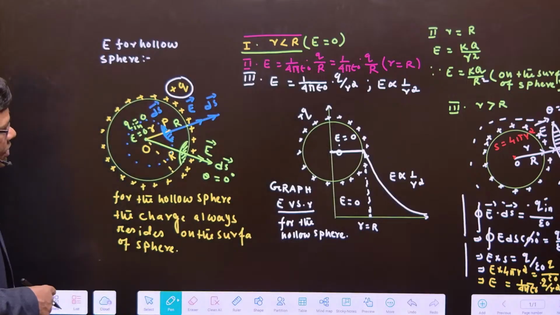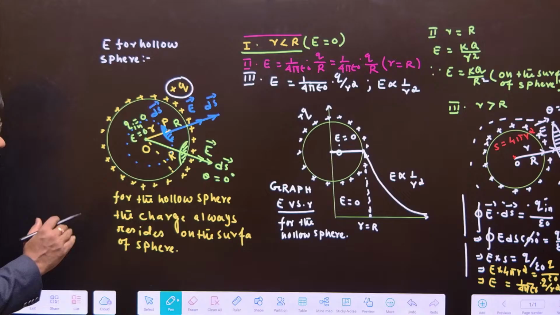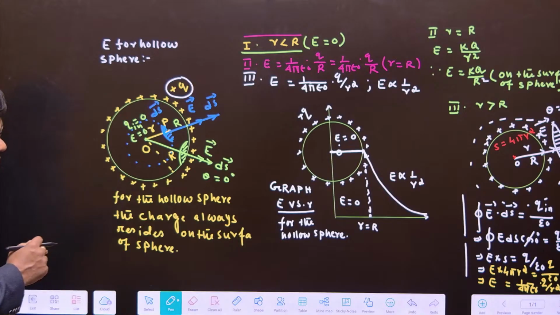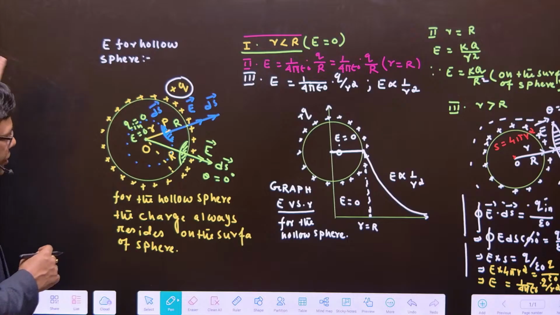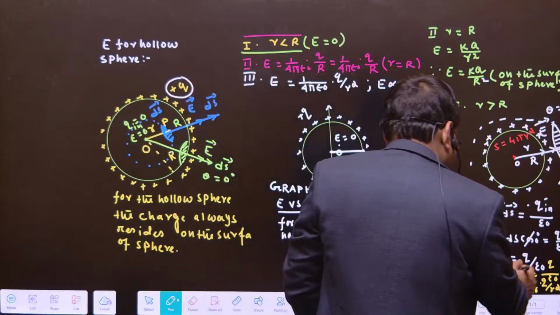Now students, please copy this. The next point we will go to is the electric field intensity due to the charged non-conducting solid sphere. That is important for CBSE. One by one we will discuss: inside the solid sphere, on the surface of the solid sphere, outside the solid sphere, and finally we will draw the graph. Okay, can I go to the next page, students? I am going to the next page.